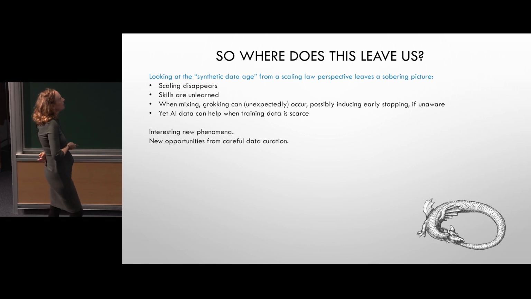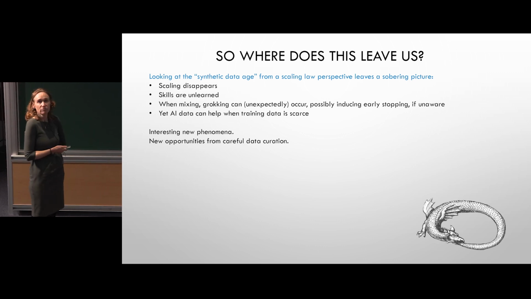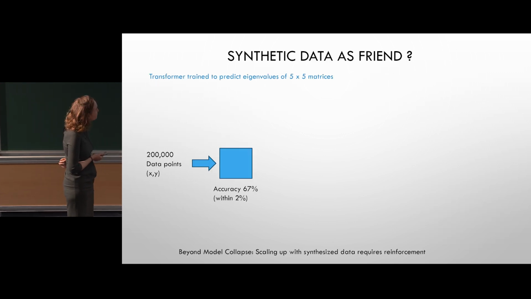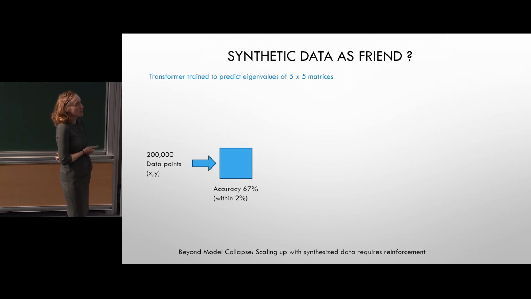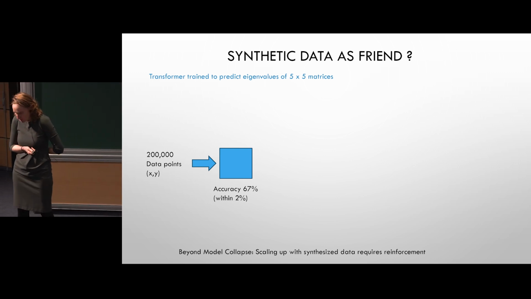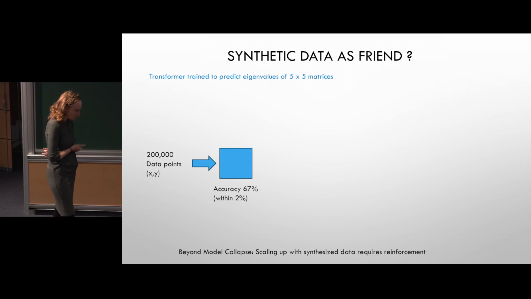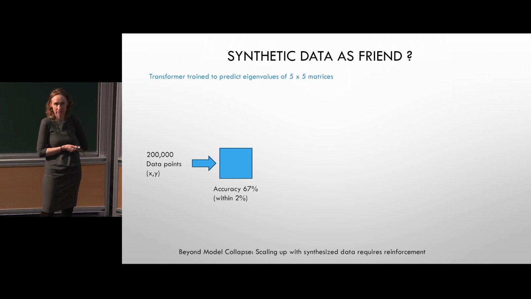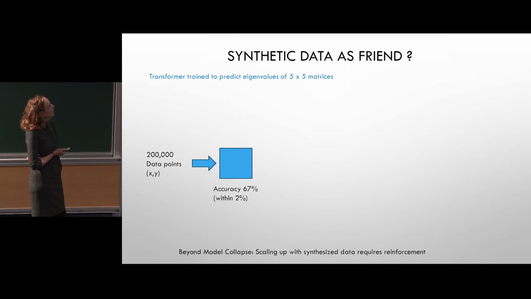And AI data can only help when real training data is scarce. But in general, things are not great. However, there are also new opportunities here, because all we need to do is look at the synthetic data a little more carefully and not use all of it indiscriminately, I think. That's the message. And there are now new opportunities to do some sort of data curation or selection.